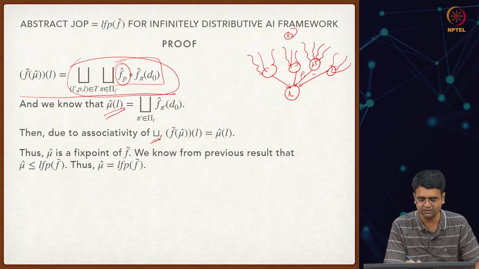So mu hat at the location L is nothing but the join over all paths to the location L from the start location, but all of those paths will be now encapsulated through one of its predecessors L prime. So any path to location L is going to come through one of the predecessors L prime, and the abstract value reachable along that path is already part of this particular computation. So therefore, due to associativity, we get the fact that this f bar of mu hat of L is the same as mu hat of L. So this is exactly what we wanted to show.